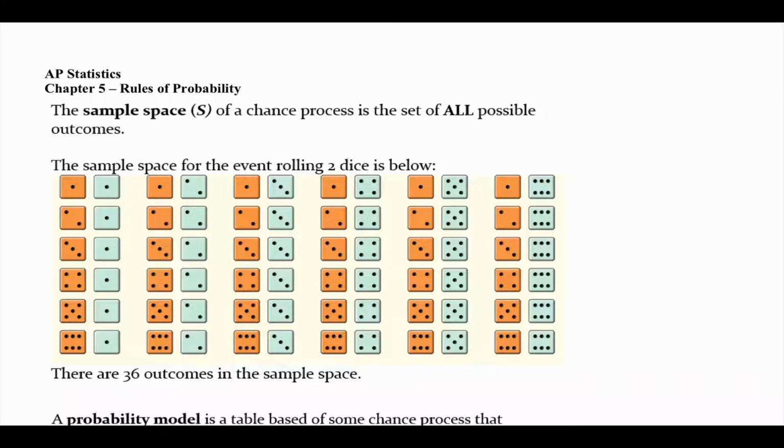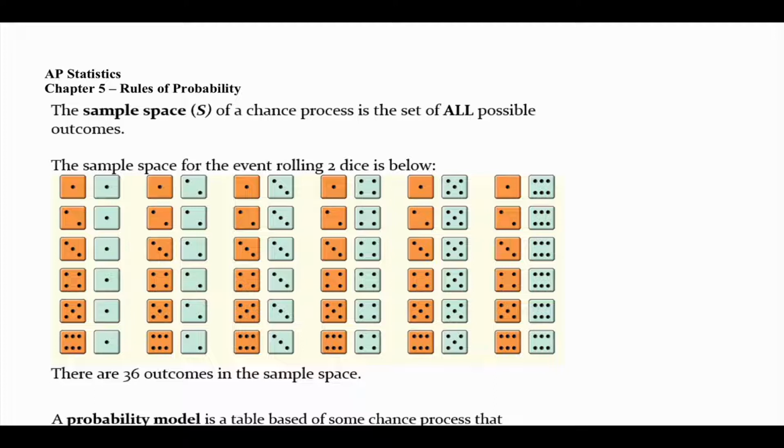Talking about probability. The sample space is everything that could happen. The sample space is every possible outcome that could happen, right? So if I say, what is the sample space for rolling 2 die? If I roll 2 die, what is the sample space? There it is in front of you. That's everything that could happen.